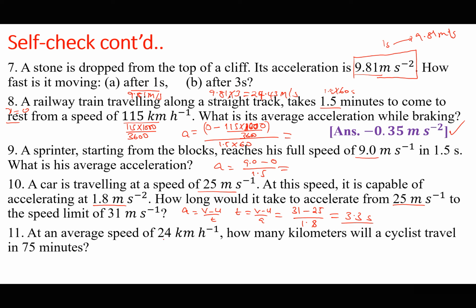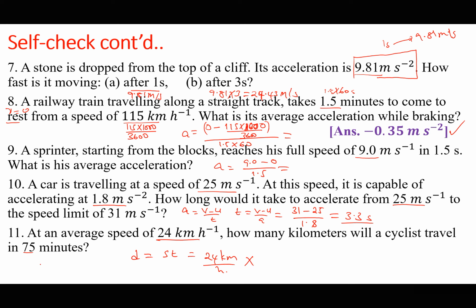At an average speed of 24 kilometers per hour, how many kilometers will a cyclist travel in 75 minutes? So we want the answer to be in kilometers, and that is distance, by the way. So the distance is automatically speed times time. So this is going to be, the speed is 24 kilometers per hour times the time. I must change the time to hours.